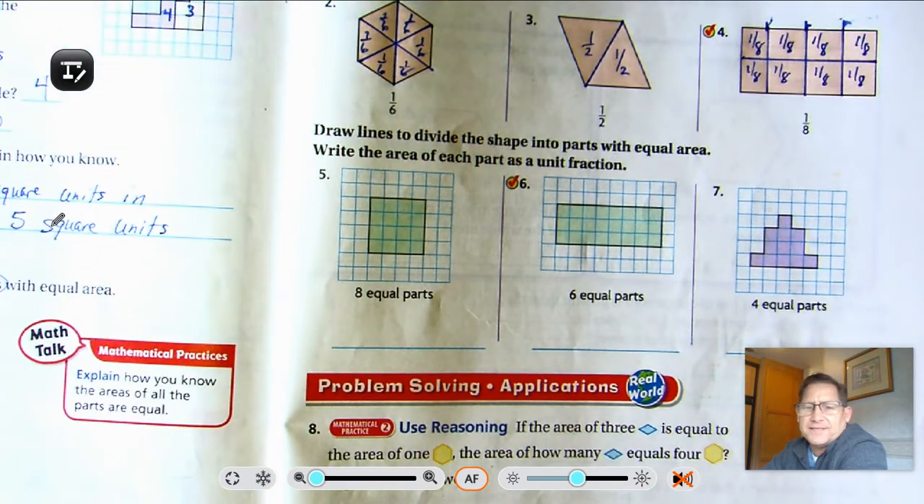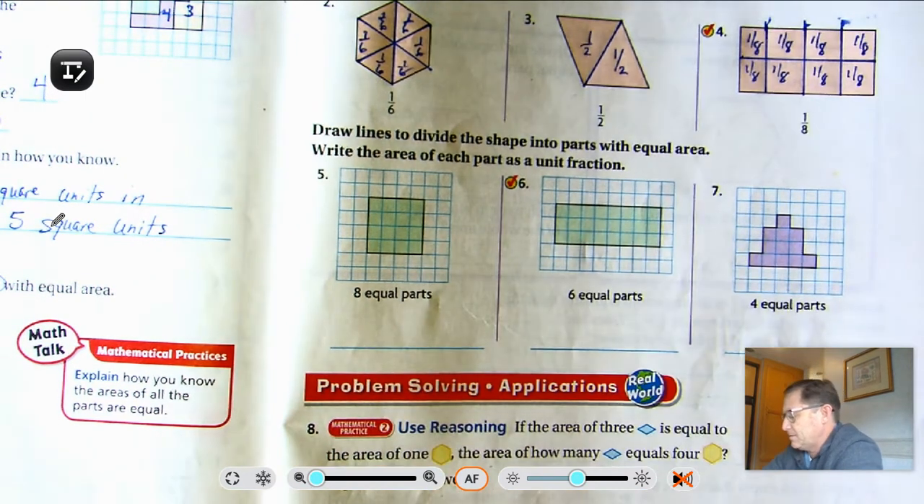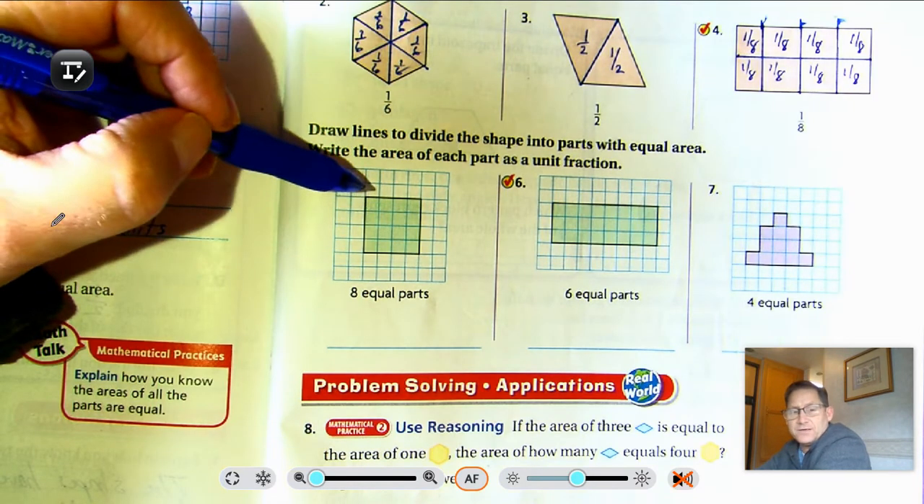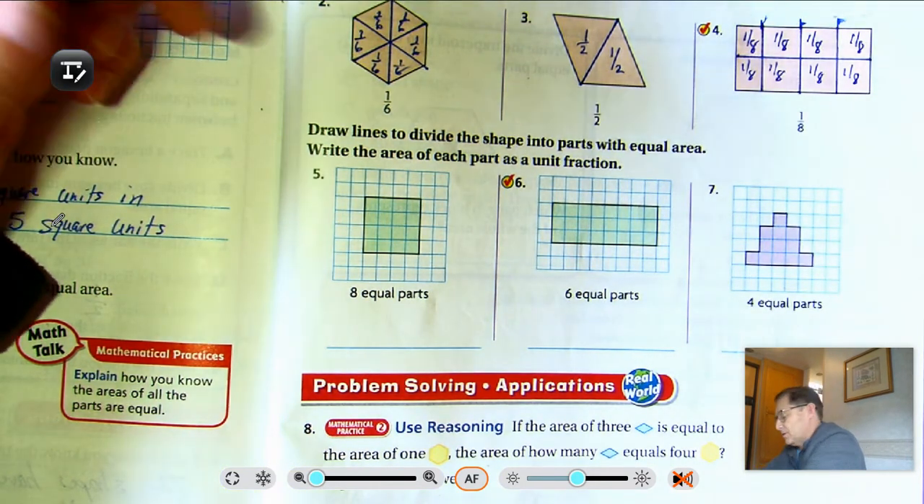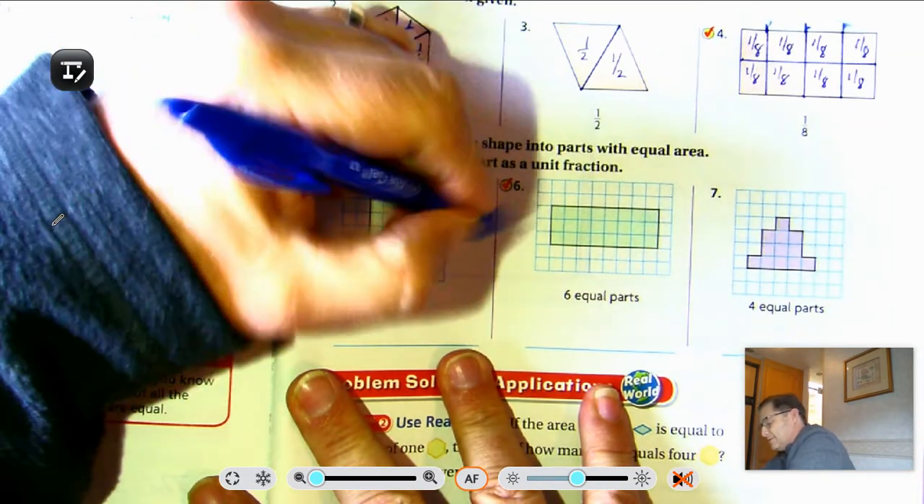Draw lines to divide the shape into parts with equal area. Write the area of each part as a unit fraction. So we're going to take this shaded square and break it into 8 equal parts. Well, I think it's easiest if we find the total number of squares first. So there's 4 rows of 4. That's 16, right? So 16 total divided by 8 parts.